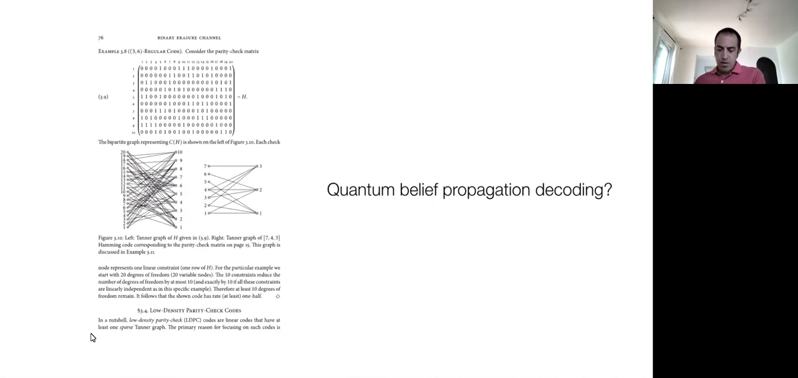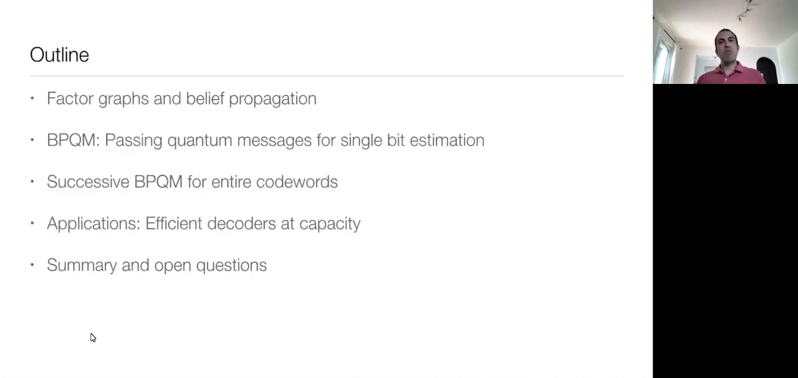Okay, so with that motivation out of the way, let me show you the outline of the talk, what I want to tell you about specifically today, and it has several parts. First, I give a quick background in factor graphs and belief propagation. The particular picture I showed before was a factor graph. I'll explain what that is.